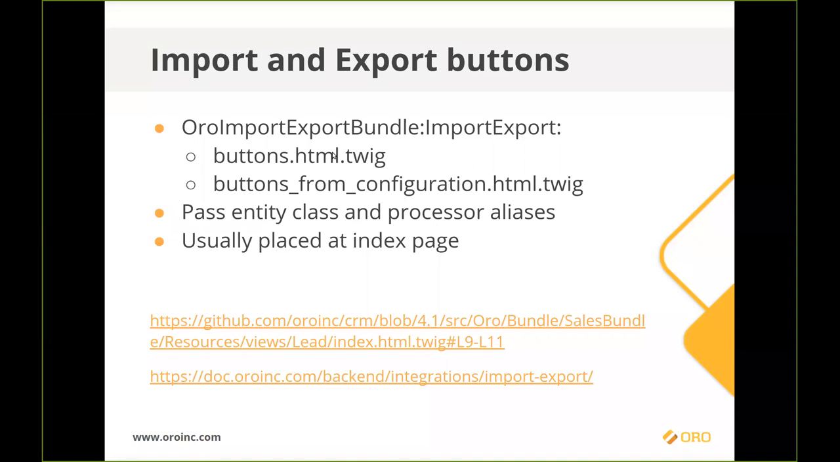Now, we have talked about the processors, data converters, serializers, and the strategies. We created the services, but we need to put all of those together somehow and then display it, okay? And there are two ways to display the import export buttons: the new way and the wrong way. It's not really a wrong one, but it's adding some logic to the templates, which is not the recommended way. So the recommended one is buttons from the configuration, and this is used for most of the entities right now.